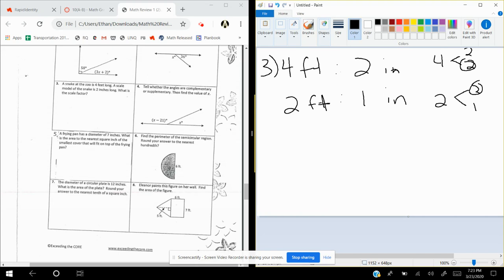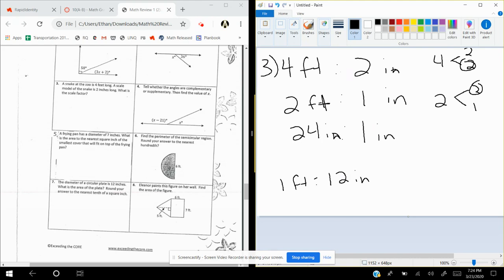Scale factor wants it in the same units of measure, so I've got to convert feet into inches. Remember, 1 foot is equal to 12 inches. I'm not going to touch this, since 1 inch is going to be in my final answer. So I've got to make the 2 feet into inches. If 1 foot is 12 inches, then 2 feet is going to be 2 twelve-inch sections, which is going to be 24 inches.